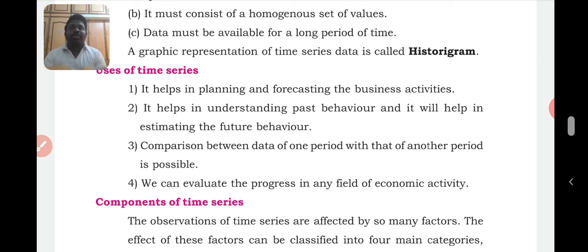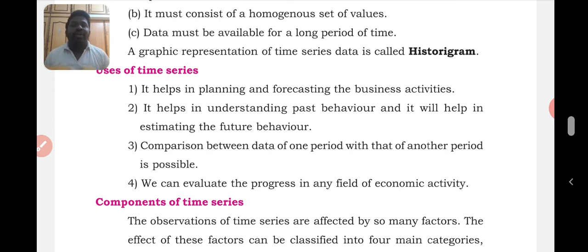Now we'll go for the next use, comparison between the data of one period with that of another period. Similarly, if you take the example of sales, two data can be compared. What were the sales last year? What are the sales this year? What was the price last year? What will be the price next year? How much quantity did we produce last year? How much quantity will we be producing next year? With the help of the data, we can compare the periods.